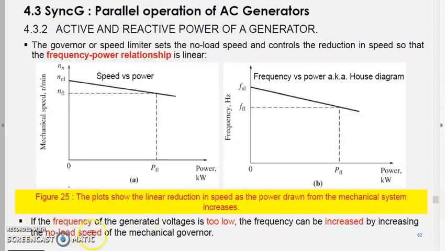Okay, if the frequency of the generated voltage is too low, maybe you measure it here or you measure it here, the frequency is too low. So what you can do is increase the no load speed of the mechanical governor. That means the whole slope here shifts upward. So at the end of your point here, the full load frequency will be shifted upwards as well.